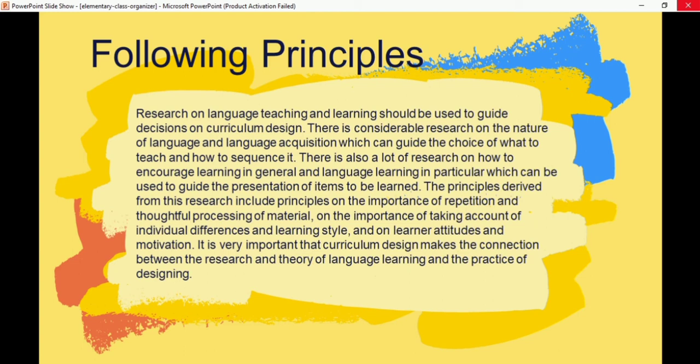The principles derived from the research include principles on the importance of repetition and thoughtful processing of material, on the importance of taking account of individual differences and learning style, and on learner attitudes and motivations. It is very important that curriculum designers make the connections between the research and theory of language learning and the practice of designing lessons and courses.